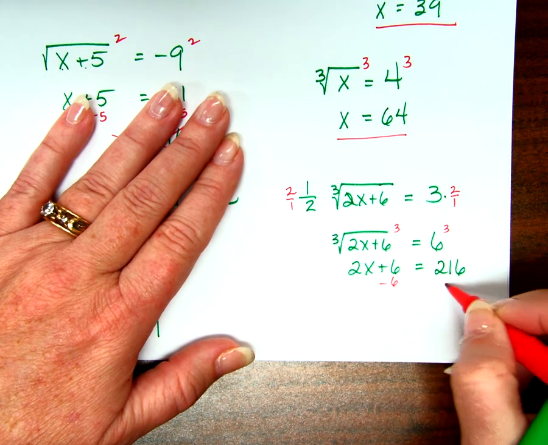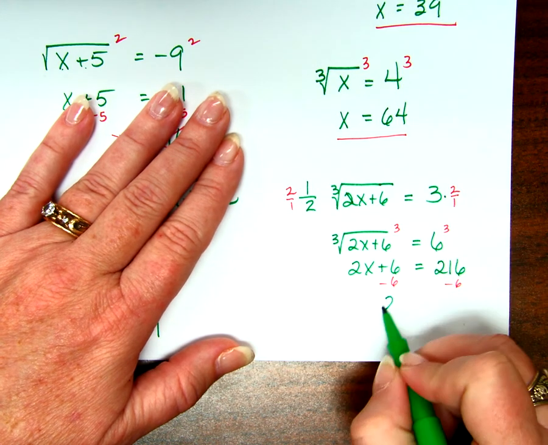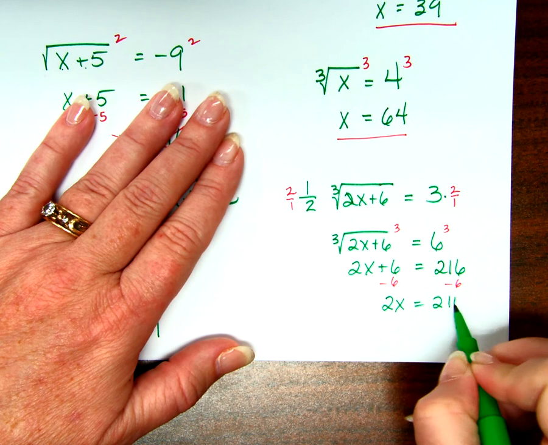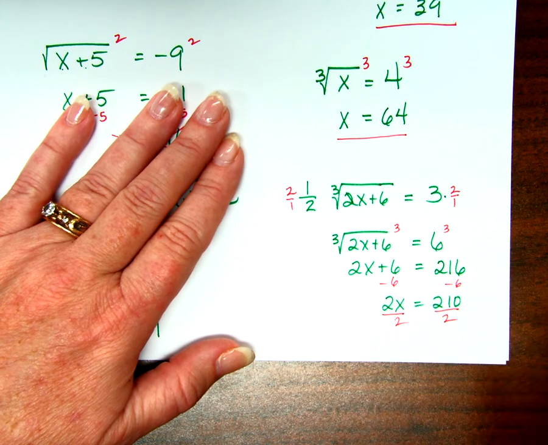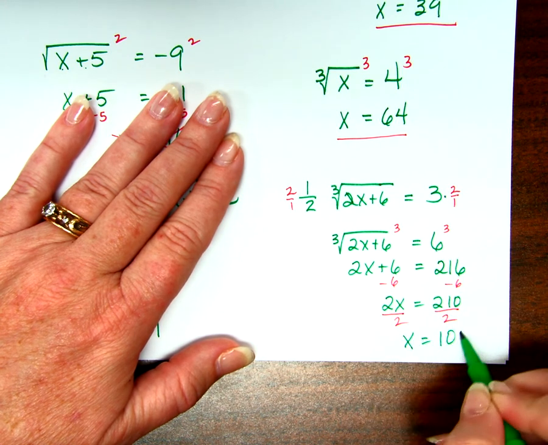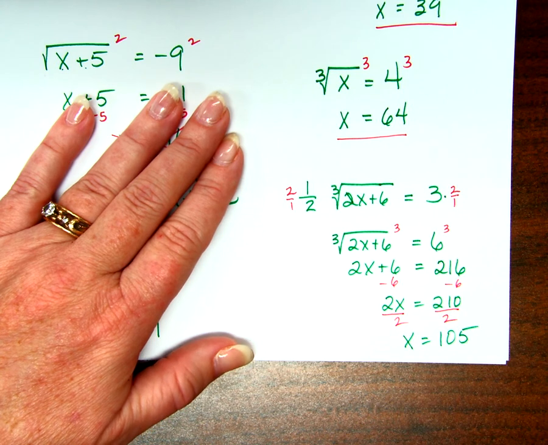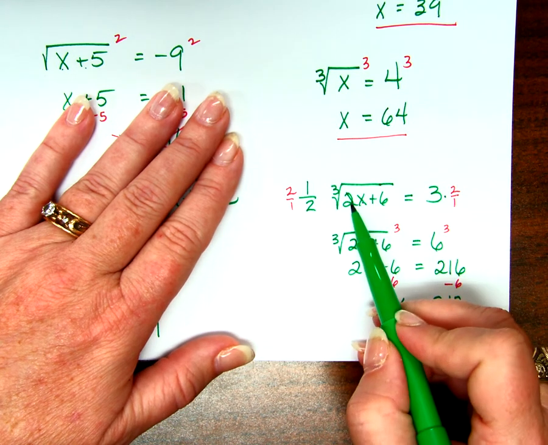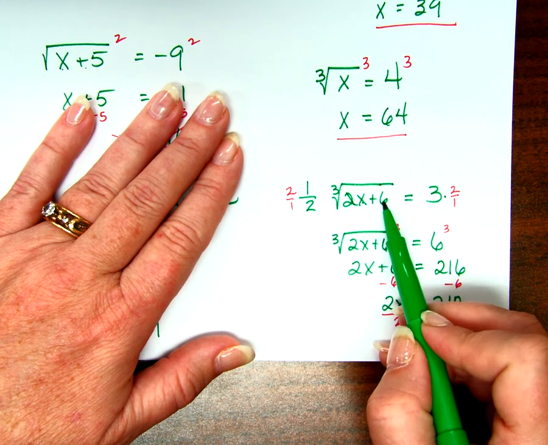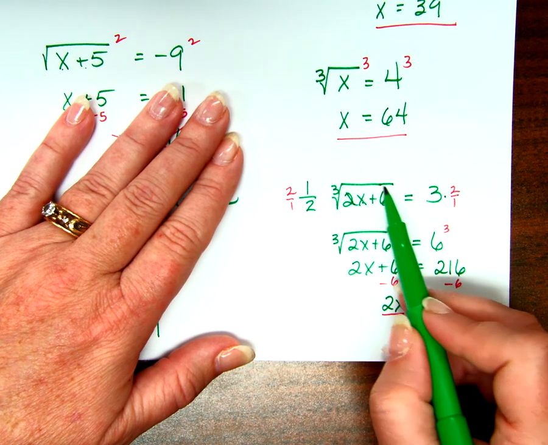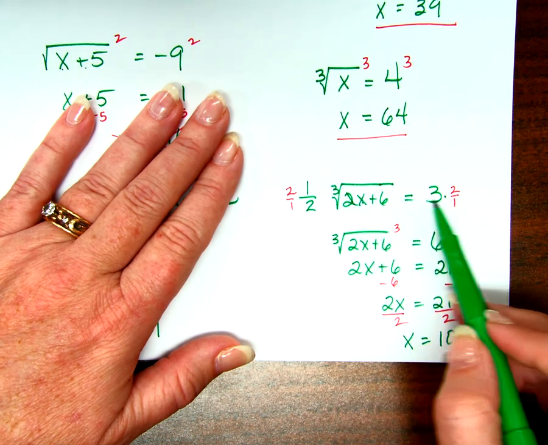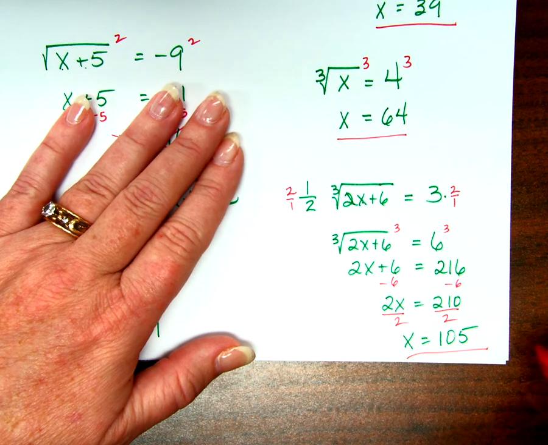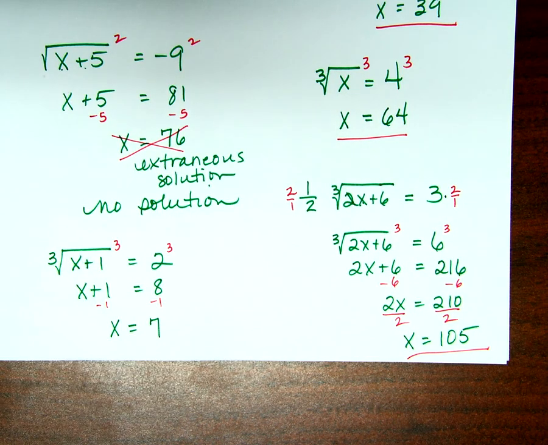Subtract 6 from both sides. 2x equals 210. Divide by 2, good. X equals 105. Is it right? Okay. 105 times 2, 210 plus 6. 216. What's the cube root of 216? 6. What's half of 6? Does 3 equal 3? Then I know I am correct. Without a shadow of a doubt, right?